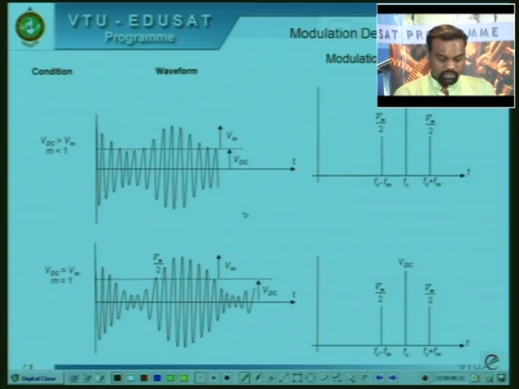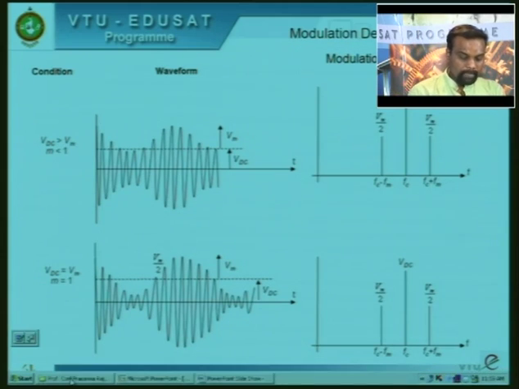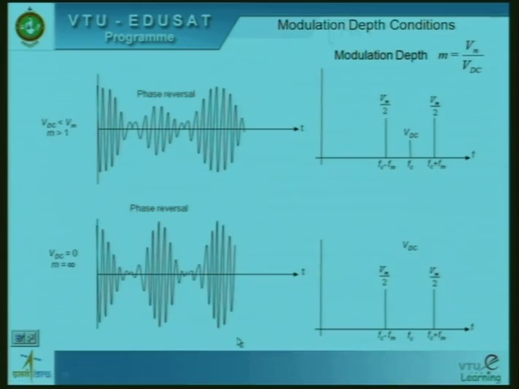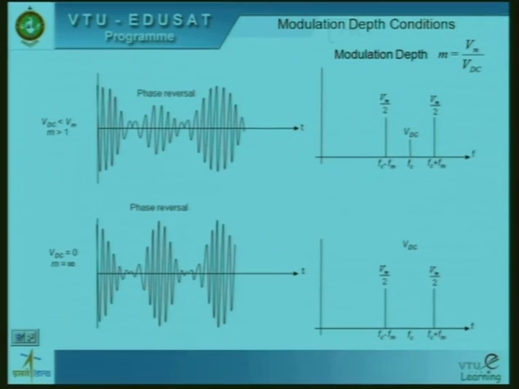So the process of phase reversal is, if we reduce the strength of the carrier signal, that is VDC, to less than the modulating signal Vm, what happens? A phase reversal occurs and information is completely lost. So we need to ensure that the modulation depth is always either equal to 1 or less than 1 in amplitude modulation.